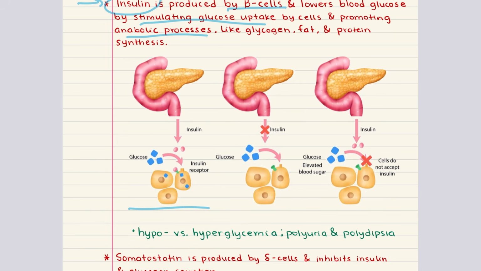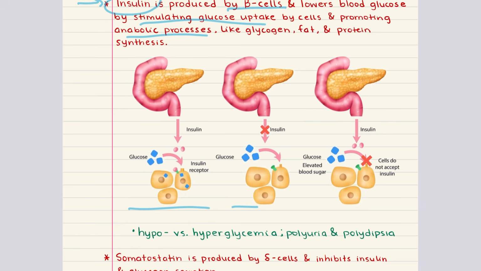Insulin travels through the blood and binds to insulin receptors on target cells, like those in muscle and fat tissue. This signal allows those cells to take in glucose and either use it or store it as glycogen or fat. So in this way, insulin keeps blood sugar levels from rising too high after you've had a meal.